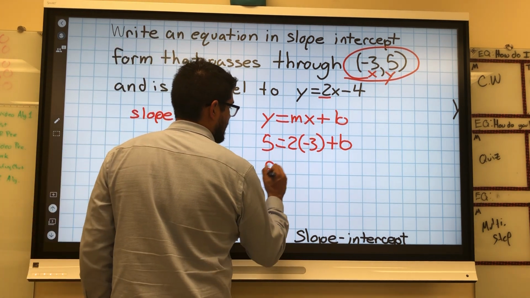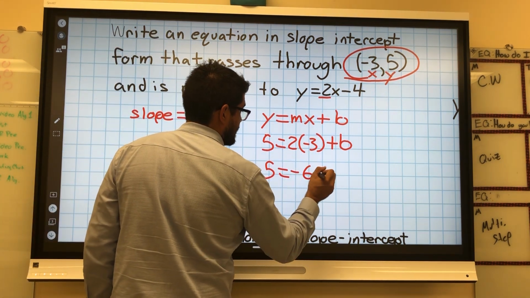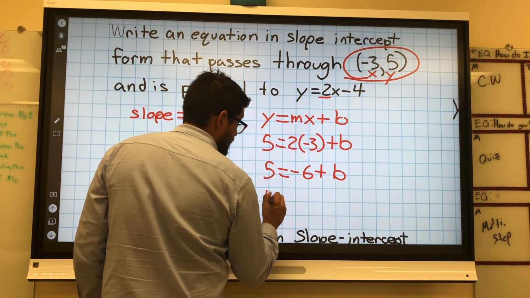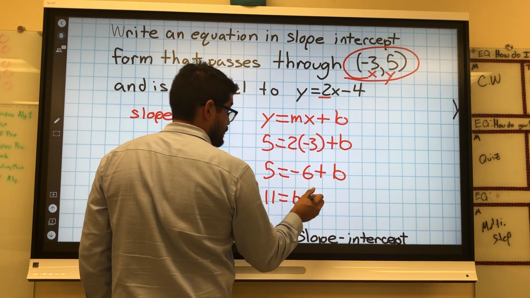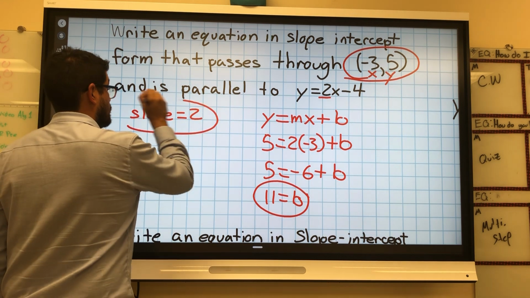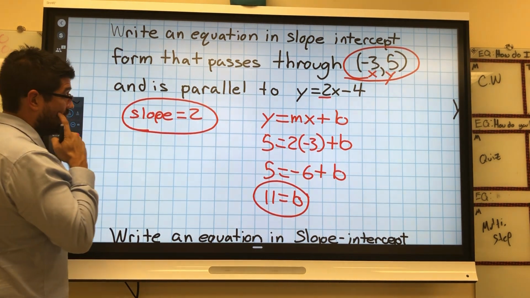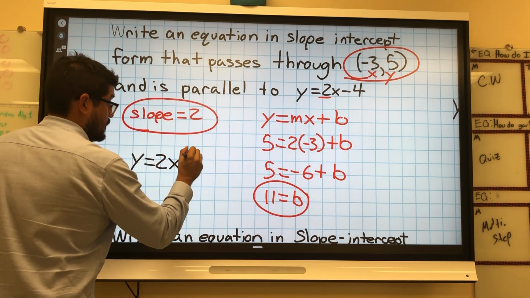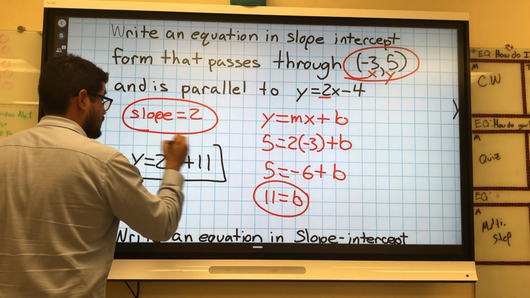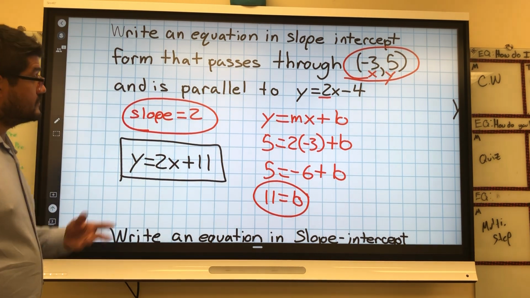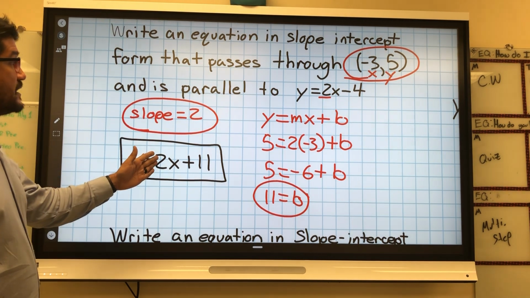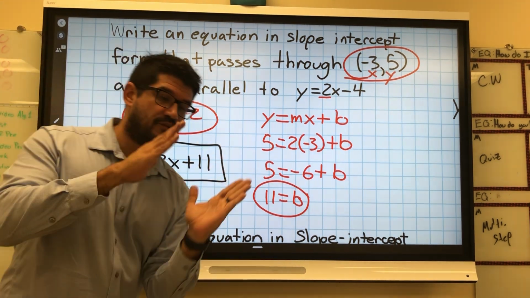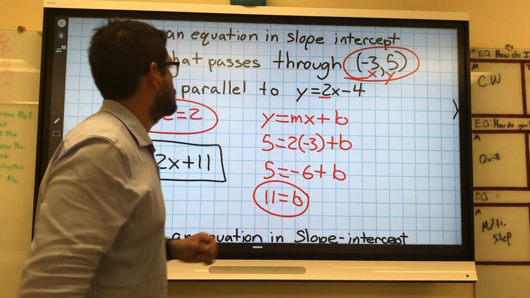So this is going to be 5 equals negative 6 plus b. I'm going to add 6 to both sides. This is going to be 11 equals b. So now that I have b and I have the slope, I can write it in slope intercept form, which is y equals the slope, x, and the y-intercept. That's why it's called slope intercept form. Very simple. This line is parallel to that one because they have the same slope and they have different y-intercepts. So they start in different spots, but they go up at the same rate, so they never touch.